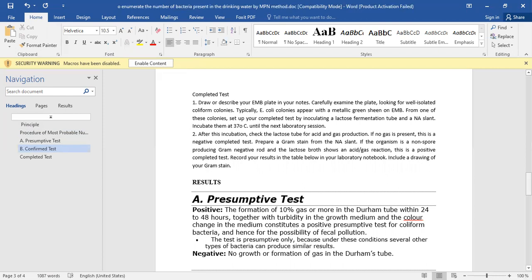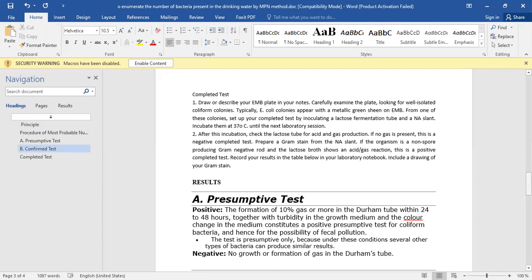After the incubation, we check the lactose tube for acid and gas production. If there is no gas, then this is a negative completed test. Then we prepare a Gram stain for the analysis of gram-positive and gram-negative bacteria. If there is a non-sporulating gram-negative rod and the lactose broth shows an acid-gas reaction, this is a positive completed test. So we can analyze whether the test is positive or negative.